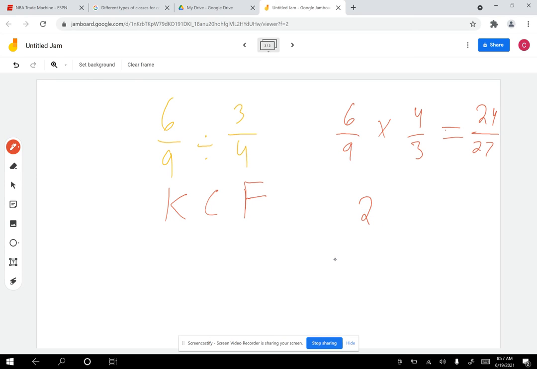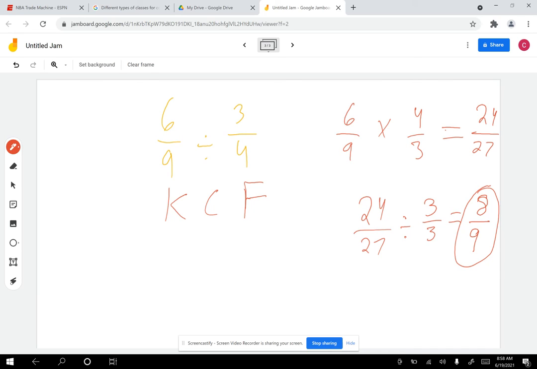Now, I can simplify here because they both are divisible by 3. So what I'm going to do is take 24 over 27 and divide by 3 over 3, which will give me 8 over 9. And that is fully simplified, and I am correct. So as you can tell, there's not a lot of steps involved. You're just going to change your division problem into a multiplication problem and solve.